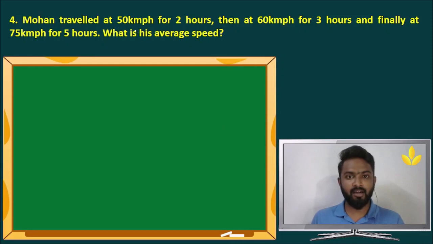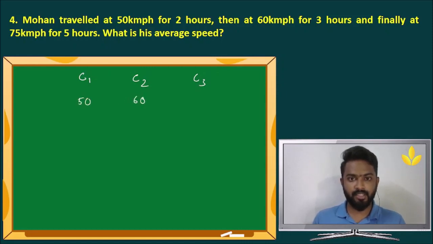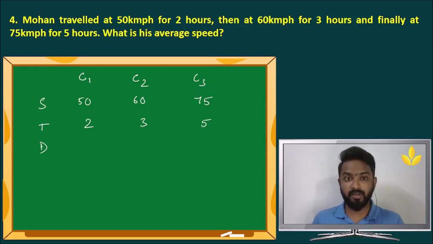Mohan travelled at 50 km per hour for 2 hours, then 60 km per hour for 3 hours, finally at 75 km per hour for 5 hours. What is his average speed? Alright, let's find the distances. We have case 1, case 2, case 3. The speeds are 50, 60 and 75. The times are 2 hours, 3 hours and 5 hours. So distance equals speed into time.